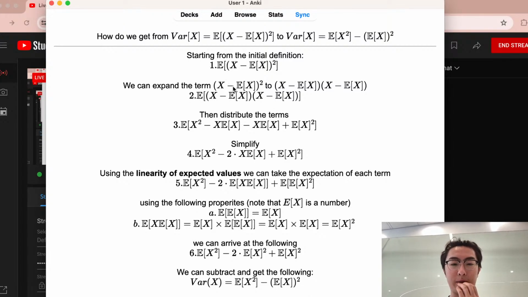Alright, so this is what I was talking about. You expand it, and then you distribute the terms. Okay, and then this is where you get the polynomial. Linearity of expected values, okay. Yeah, so this is, okay, so I think that's good.